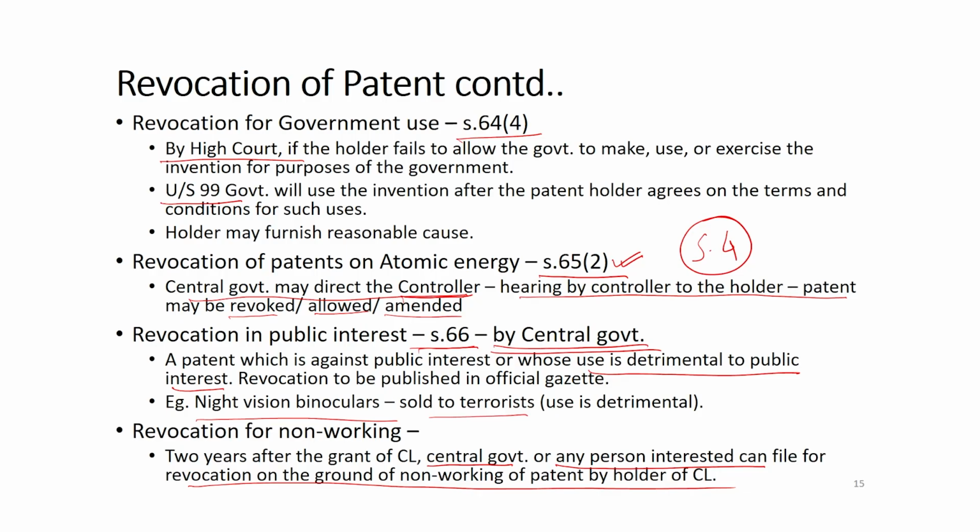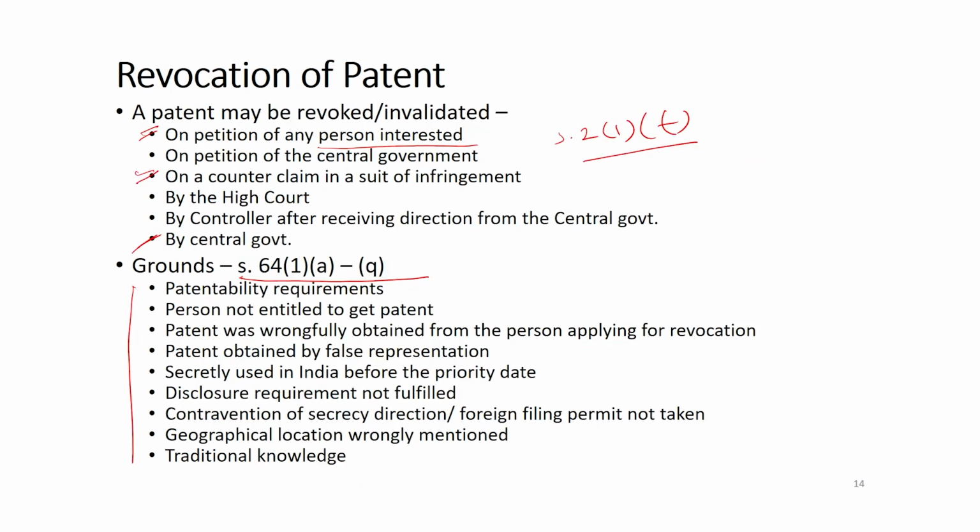So here, in case of atomic energy, the central government is directing the controller. In case of public interest, the central government is revoking on its own. In case of non-working by the compulsory licensee, the central government is making a petition. But the most important thing, which I mentioned in the previous slide, is a petition by any interested person.